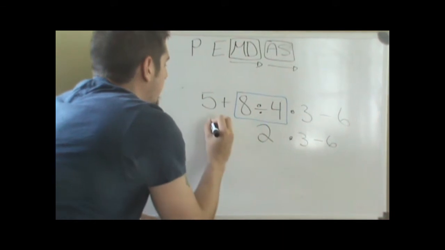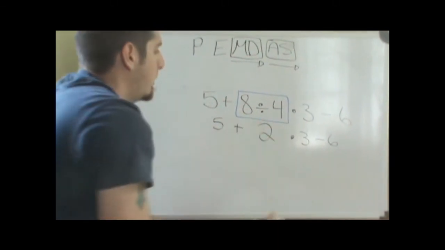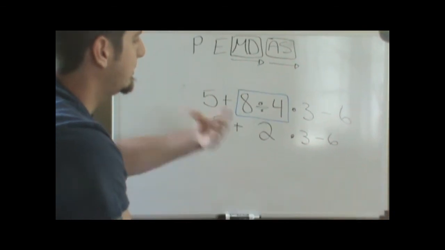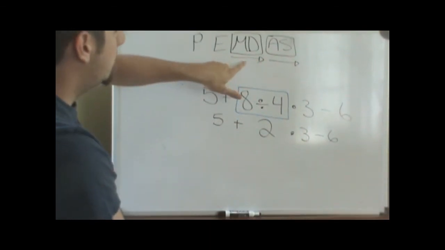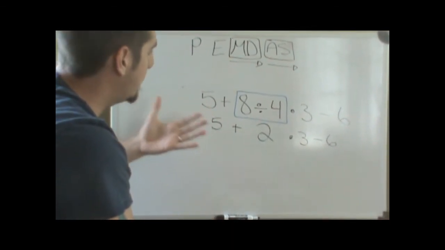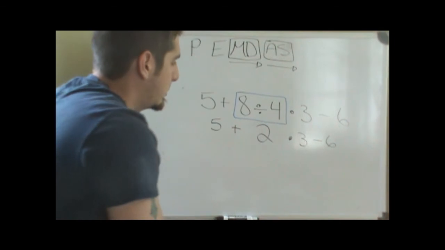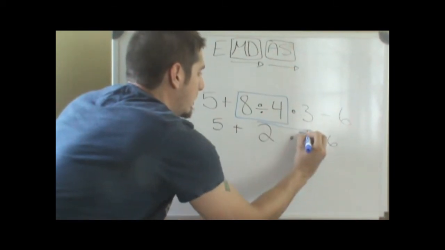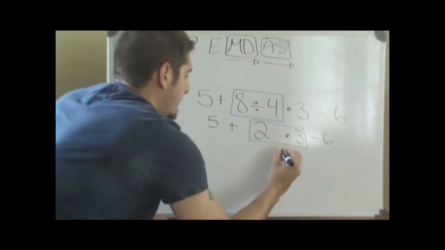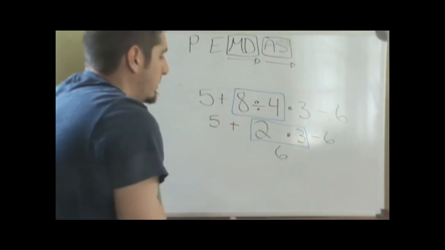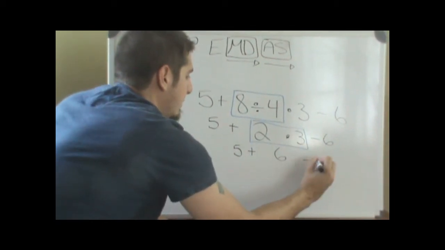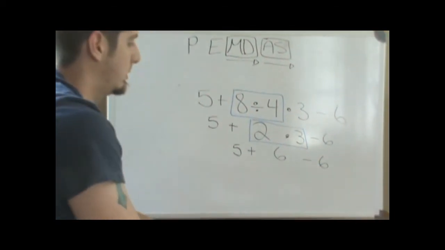So again, the next part of our problem looks like this: we have 5 plus 2 times 3 minus 6. We were on the multiplication and division step before, so we're going to check our problem. Is there any more multiplication or division? There is. There's some multiplication here. We have 2 times 3, and 2 times 3 is 6. We're going to drop down the 5, the plus, the minus, and the 6.